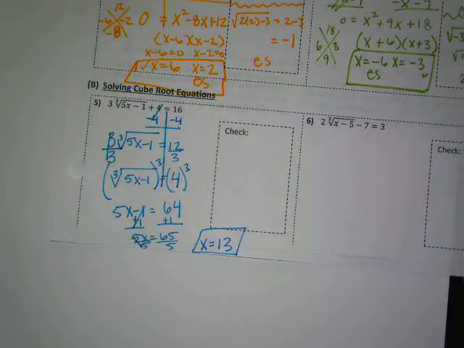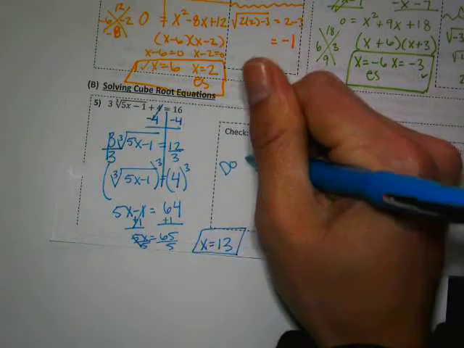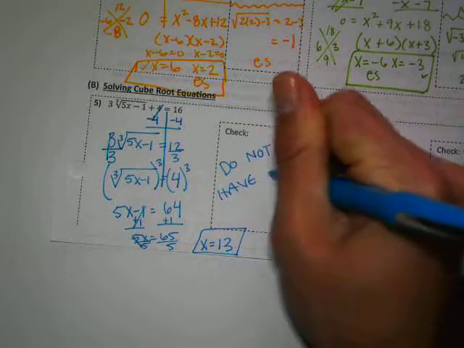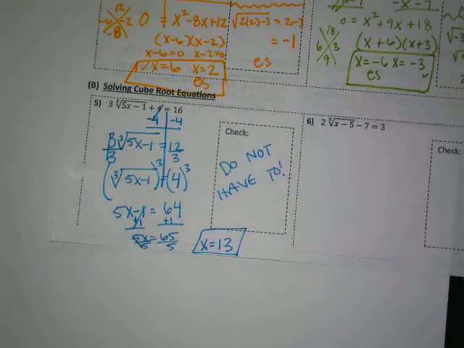All right, on the cube roots, you do not have to check if you don't want to. On the square roots, yes, you have to check because you might get extraneous. Cube roots, you don't have to.